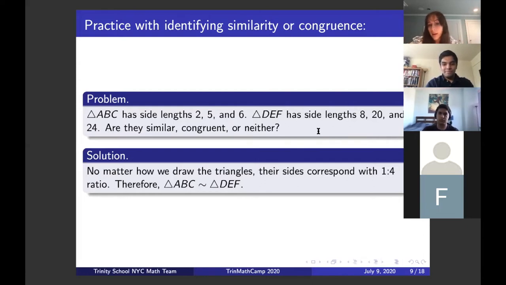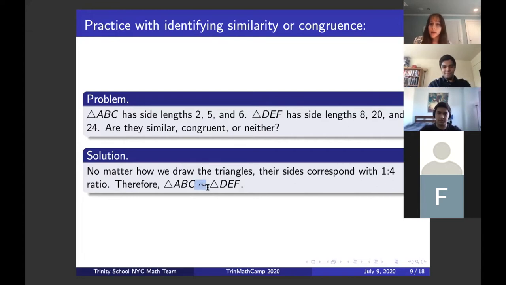But what we can know is 8 equals 2 times 4, 20 equals 5 times 4, and 24 equals 6 times 4, which means triangle ABC, if you multiply all the side lengths by 4 and just scale it up, just like enlarging it by 4, you get DEF, which means they're similar. And this is the little similar sign.